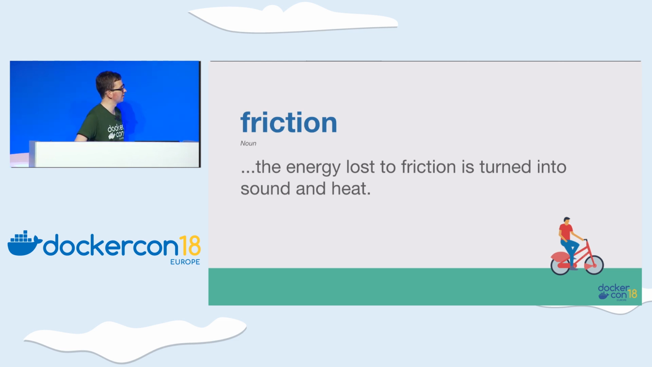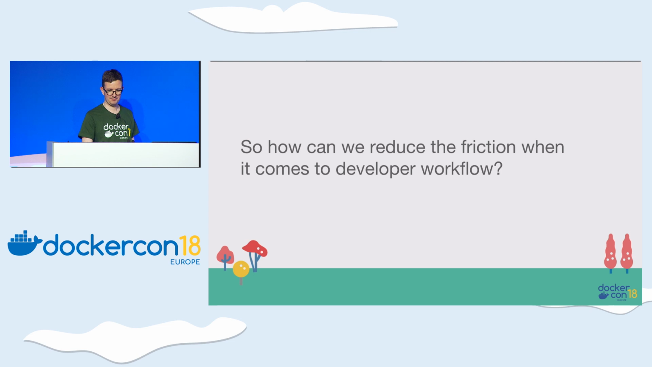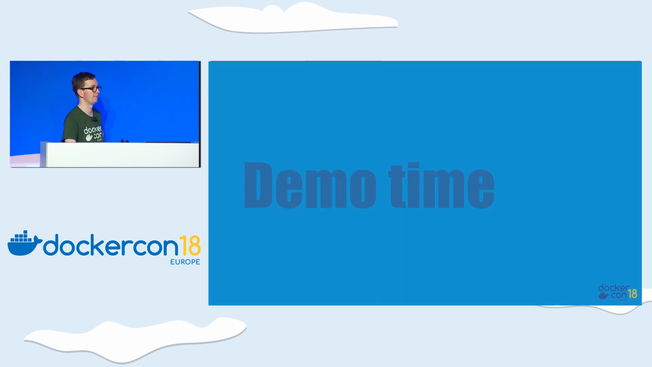Because again, coming back to the analogy of friction, the energy lost to friction is turned to sound and heat. And again, that sounds like an inefficient development team, which is hot and bothered people and noisy. So how can we reduce this sort of made-up concept? How can we make it easier, faster, better, more pleasurable to develop software?